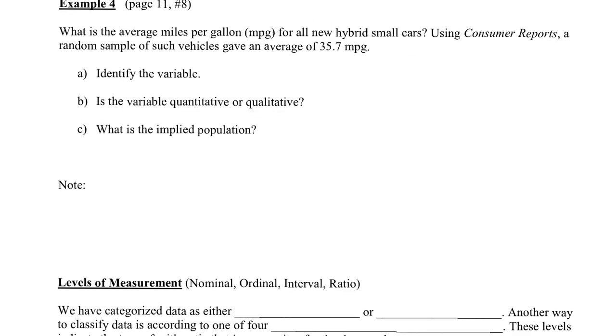All right, by now I'm sure everyone is ready to try a problem. You're tired of me doing all the fun problems and you're ready to try one, I'm sure. This one is on page 11 of our book, problem number 8. It says, what is the average miles per gallon for all new hybrid small cars? Using Consumer Reports, a random sample of such vehicles gave an average of 35.7 miles per gallon. Question A is identify the variable. Then, is the variable quantitative or qualitative? And then finally, what is the implied population?